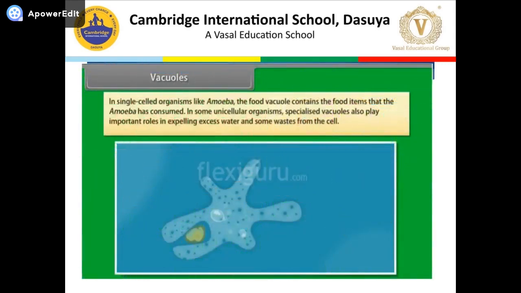In single-celled organisms like amoeba, the food vacuole contains food items that the amoeba has consumed. In some unicellular organisms, a specialized vacuole has an important role in expelling excess water and some waste from the cell.